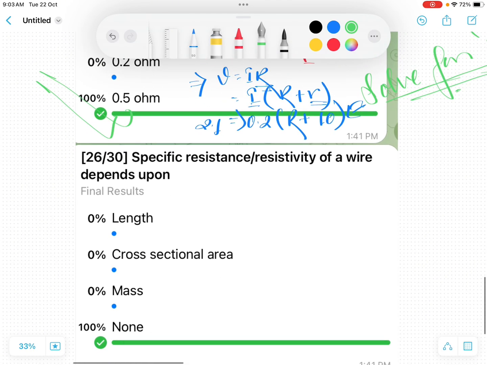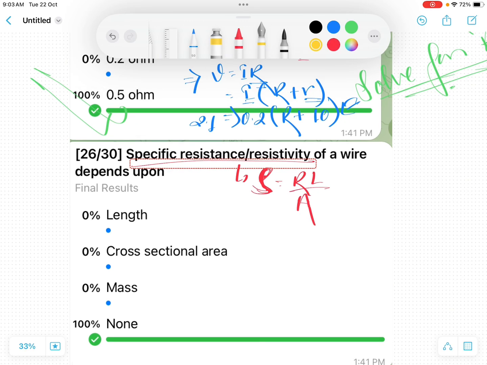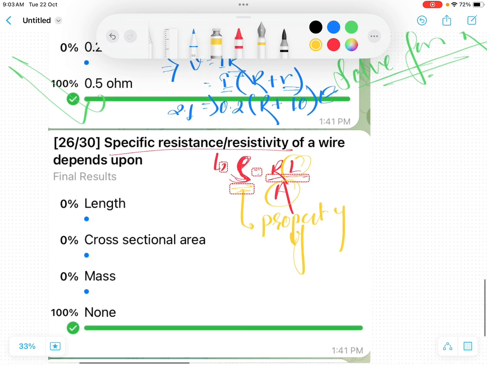Now let's talk about the specific resistance of a resistor. What is specific resistance? It is denoted by rho, and rho equals R times A by L. It does not depend upon length, nor does it depend upon area. It depends upon the property of the material.